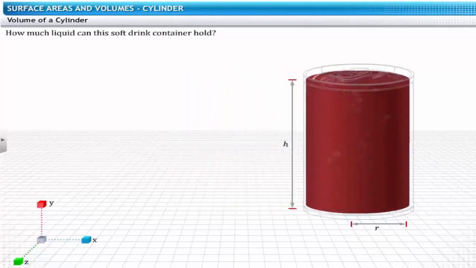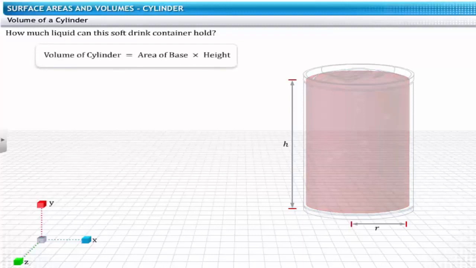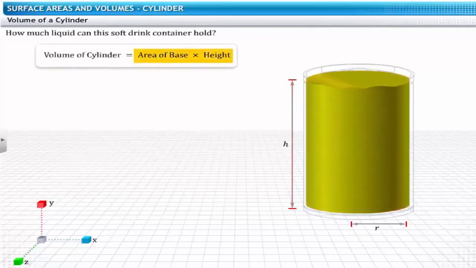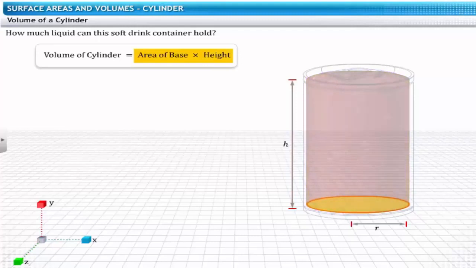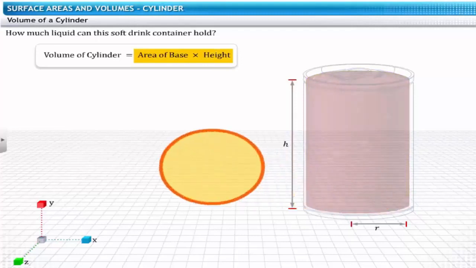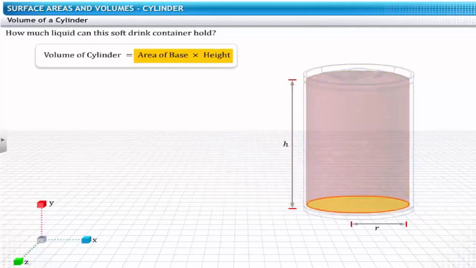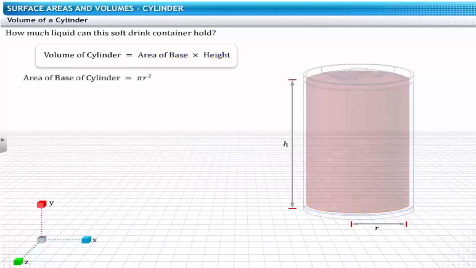As the can is cylindrical in shape, we can calculate its volume by multiplying the area of its base with its height. The base area of the cylinder is the area of its circular base, which is equal to pi r squared. Therefore, the volume of the cylinder is equal to pi r squared h.